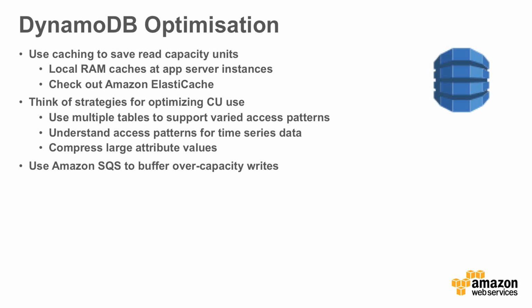So think of strategies for optimizing your capacity units, which means that you should use multiple tables to support varied access patterns, and also understand access patterns for time series data, and also compress large attribute values. And finally, think about putting a queue into your architecture, such as Amazon SQS, so that you can buffer your overcapacity writes with the worker process, so that you don't have to put all the capacity units that you need for the peak on the DynamoDB.